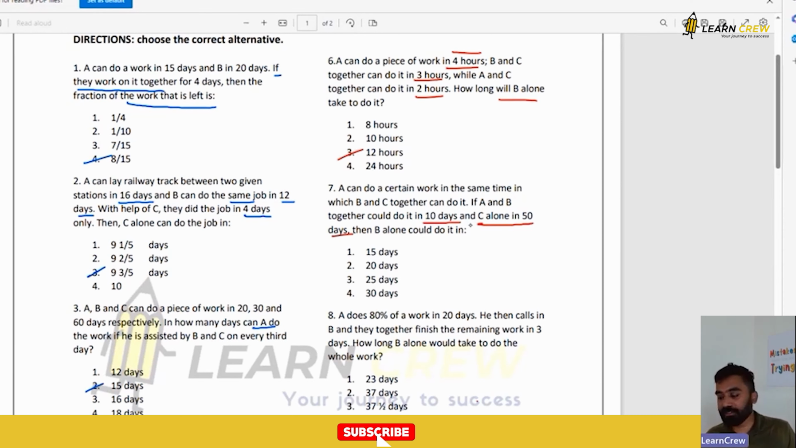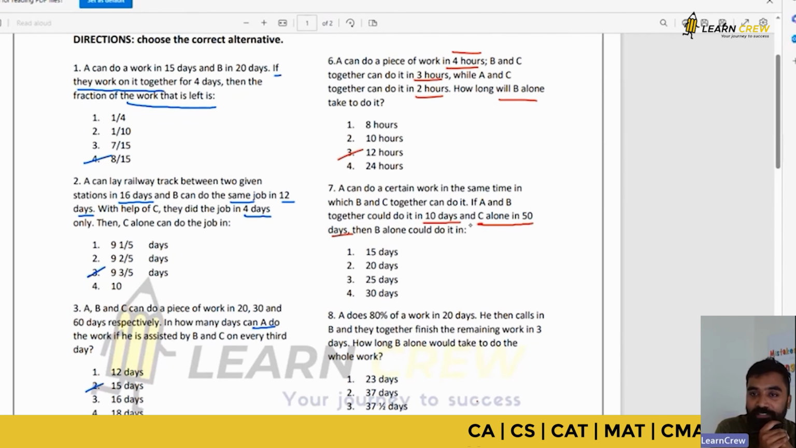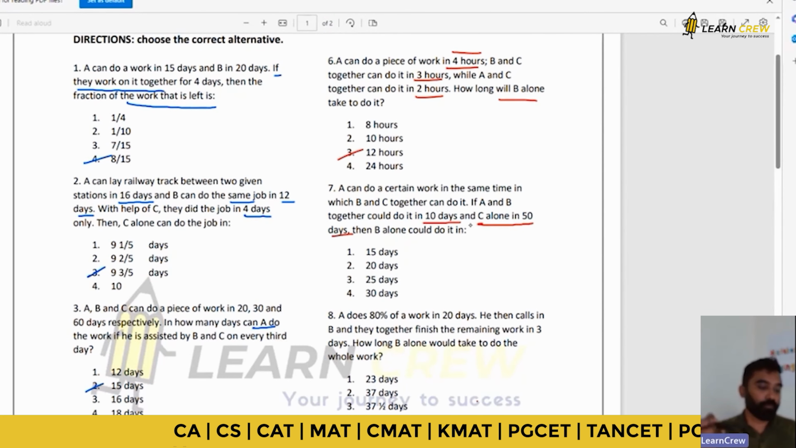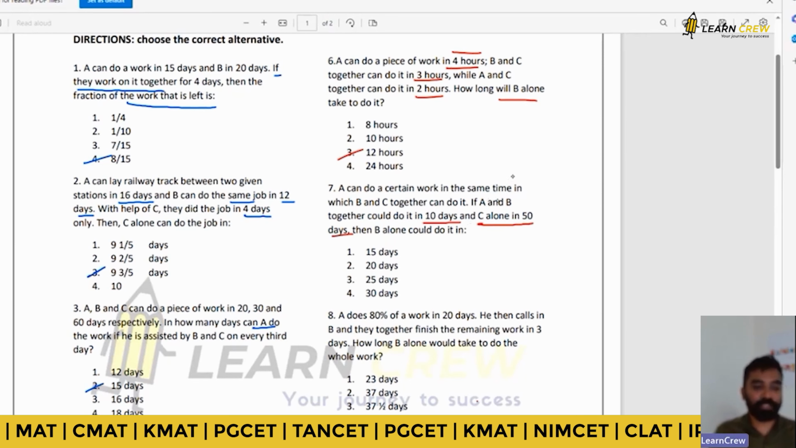First, get your equations. Then, while attempting each question, make sure you're doing it for a single day first, and then start doing it for the other. Anyone got it? A can do a certain work in the same time.